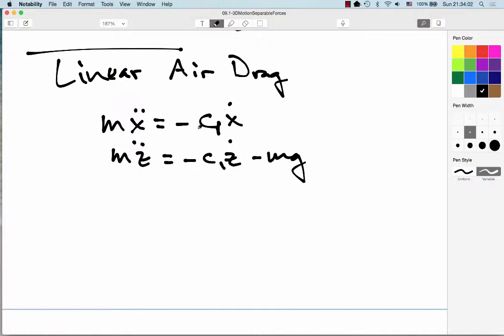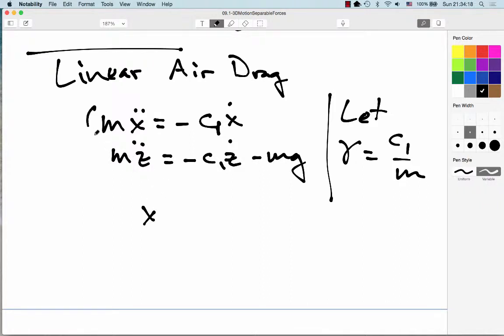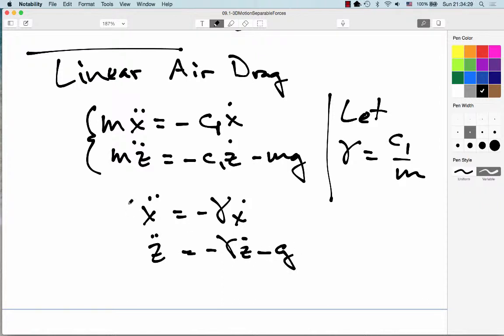We're clearly going to want to divide through by m, and to keep from having to write c1 over m all the time, we'll just let gamma equal that. So let gamma equal c1 over m, and then our equations of motion become x double dot equals minus gamma x dot, and z double dot equals minus gamma z dot minus g. So those are our equations of motion now. And of course, the way you solve any of these things is to guess and check.